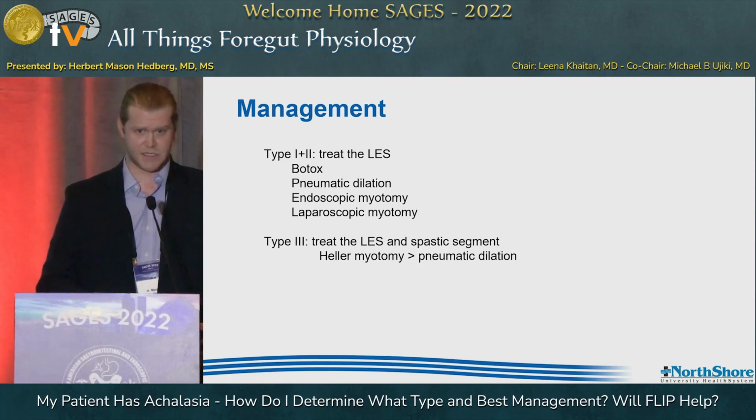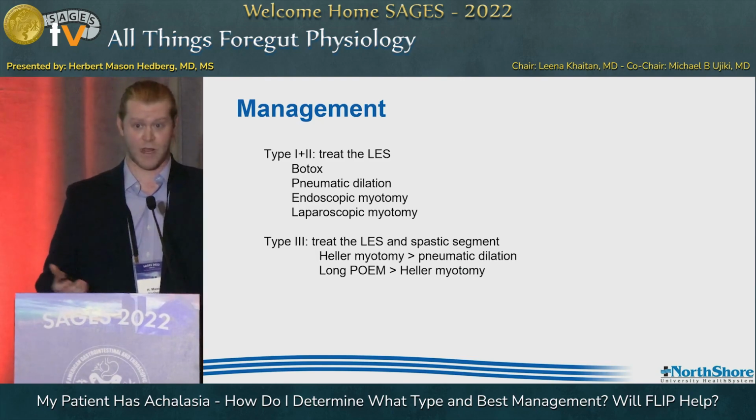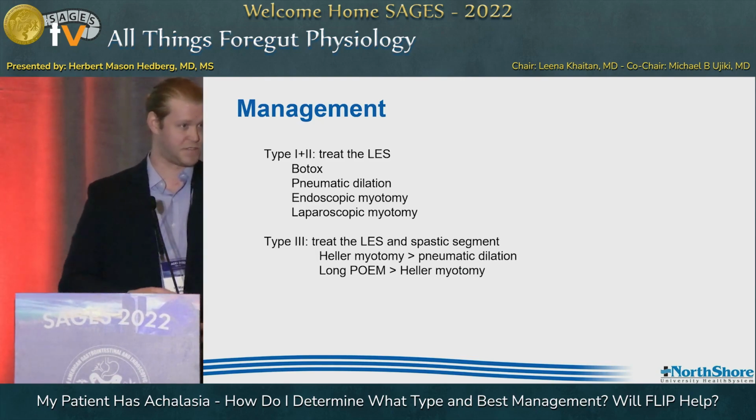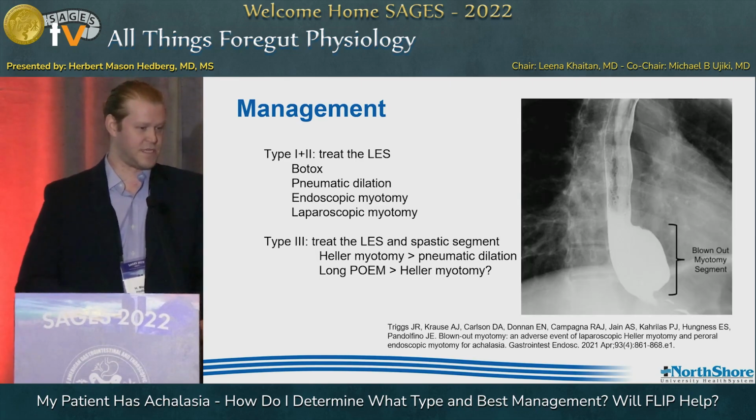And traditionally this is a difficult disease to treat. Over time we've learned a few things. First lesson was Heller myotomy is better than pneumatic dilation because you can get that myotomy higher up onto the esophagus. Then POEM came out and said, oh great, now we have a way to treat the entire spastic segment. And a few papers came out showing better outcomes for patients with a long POEM rather than Heller myotomy. But now we're seeing more and more of these blown out myotomies.